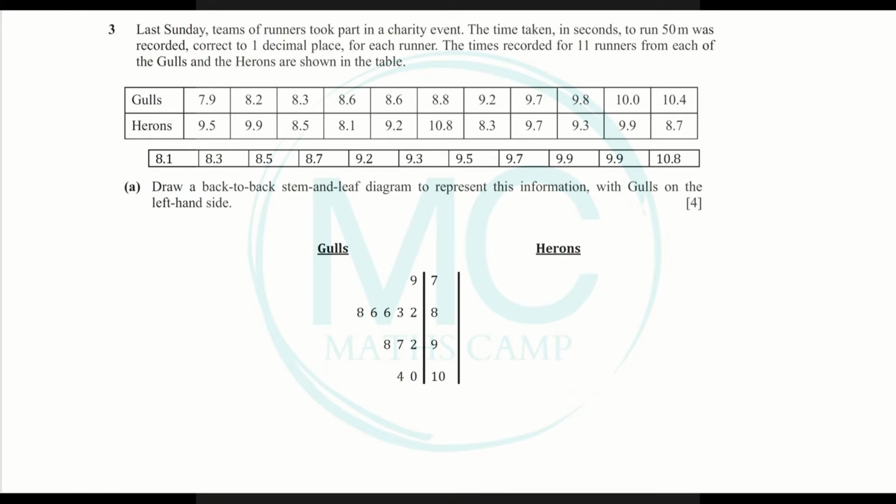Let's do the same thing for the herons. We don't have any values that start with 7. So we have 8.1, 8.3, 8.5, and 8.7. For 9s, 9.2, 9.3, 9.5, 9.7, and two 9.9s. And then for 10, 10.8.